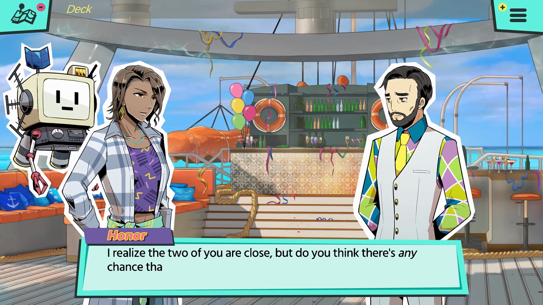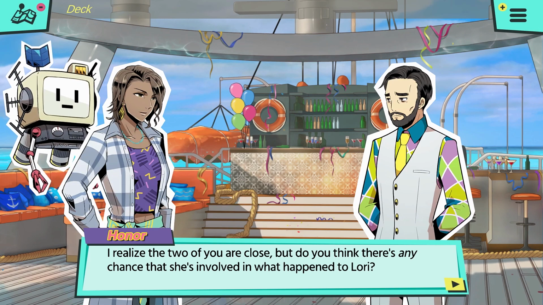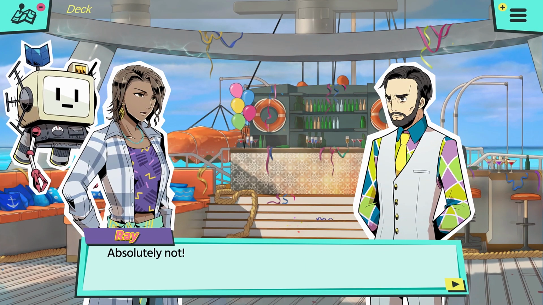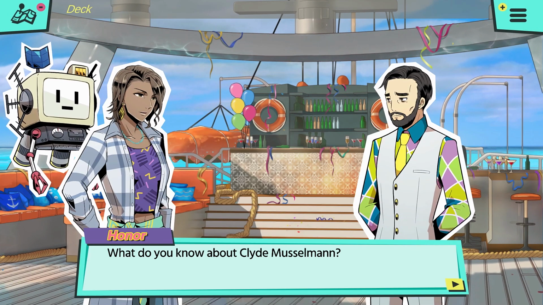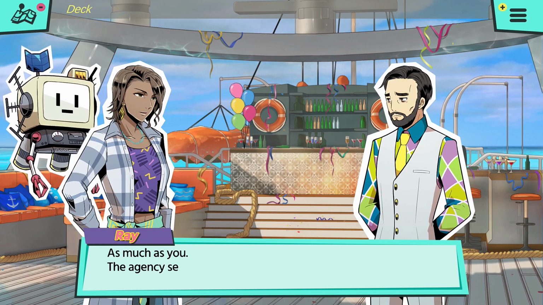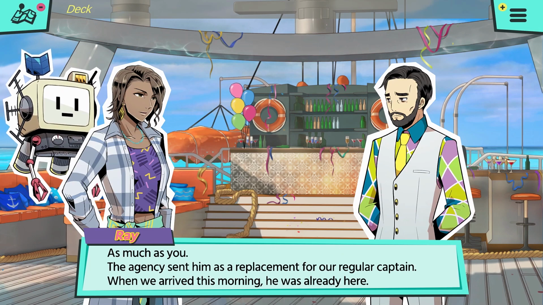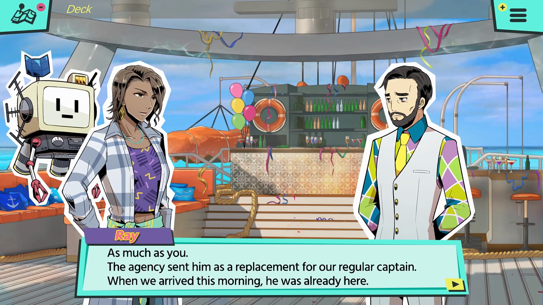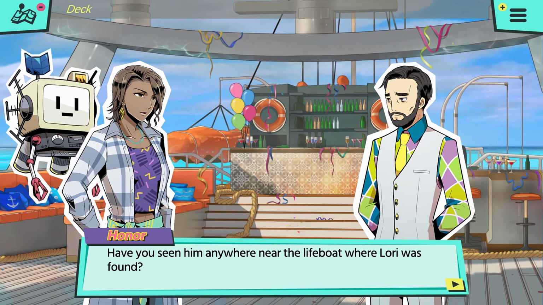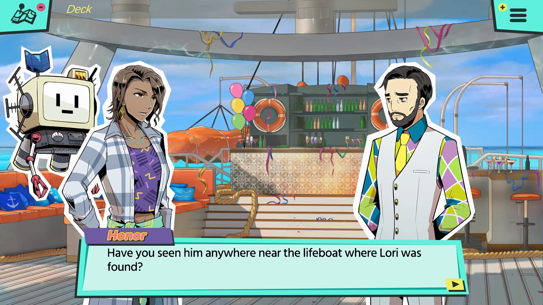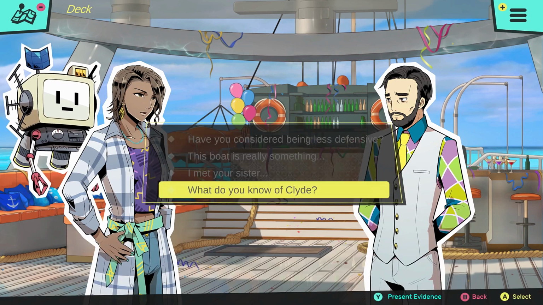I realize the two of you are close, but do you think there's any chance that she's involved in what happened to Lori? Absolutely not. What do you know about Clyde Musselman? As much as you. The agency sent him as a replacement for our regular captain. When we arrived this morning, he was already here. Have you seen him anywhere near the lifeboat where Lori was found? He never left the bridge as far as I know.